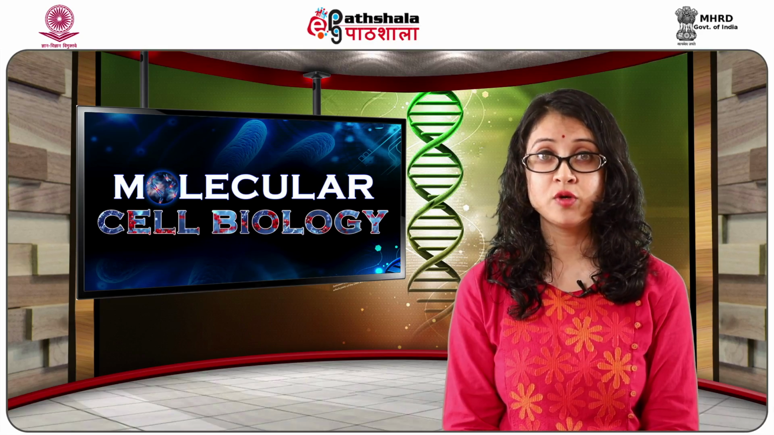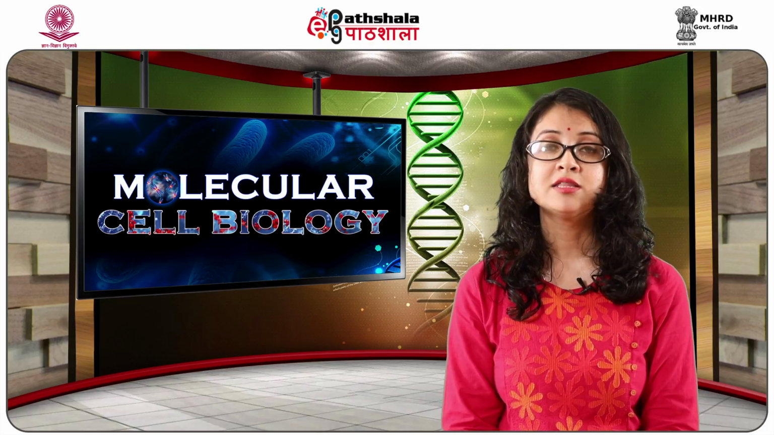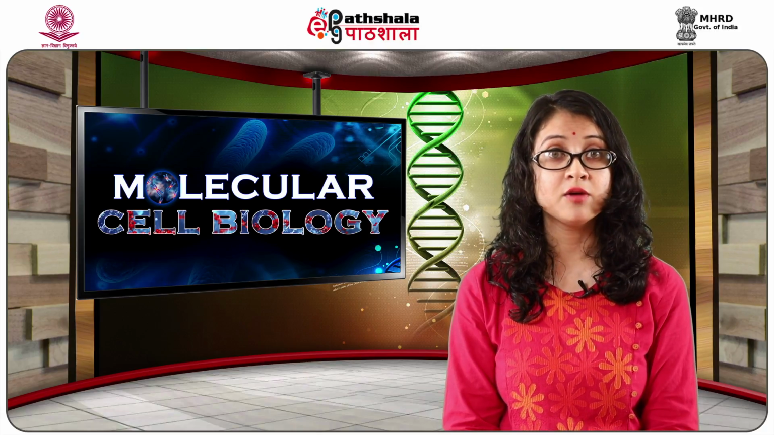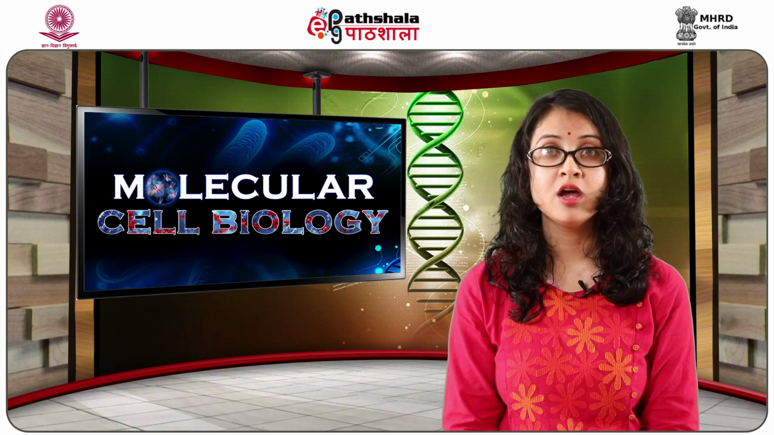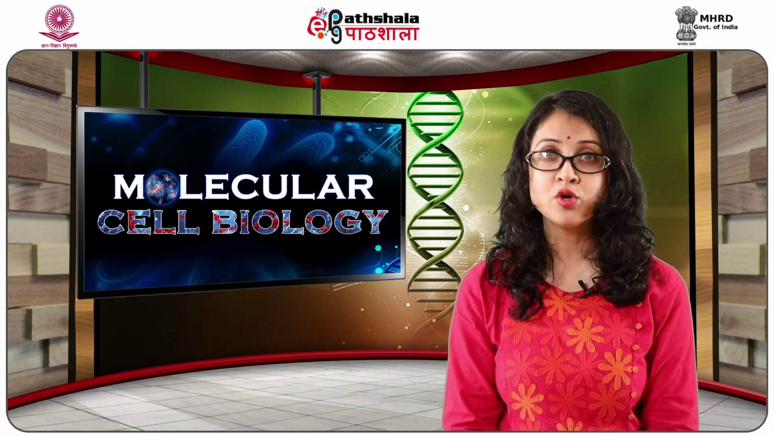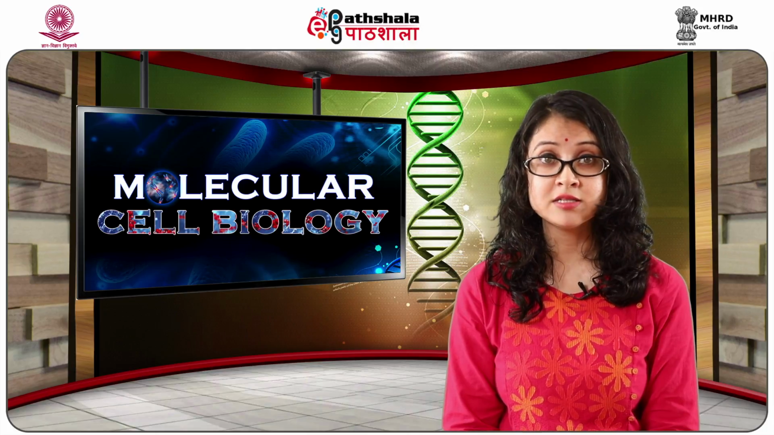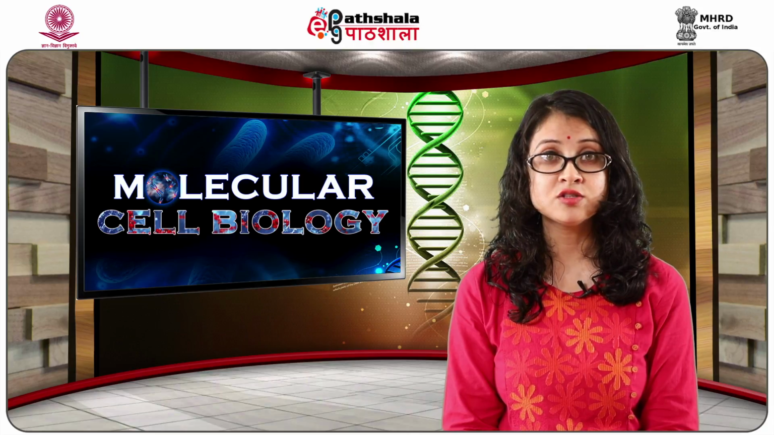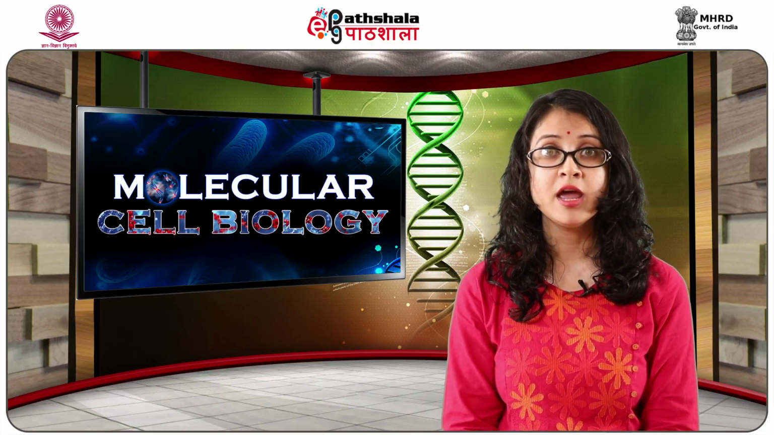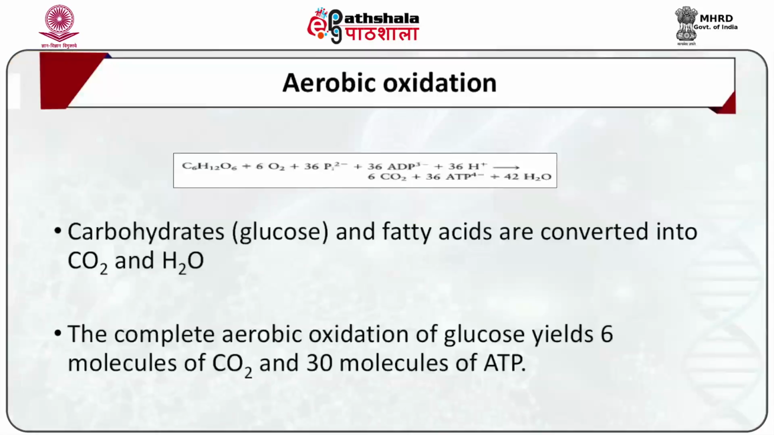Aerobic oxidation of glucose and fatty acids. This mechanism involves the combustion of energy sources such as carbohydrates, sugars and hydrocarbons, that is fatty acids, into carbon dioxide and water with the release of a large amount of energy in the form of ATP. The complete aerobic oxidation of one molecule of glucose produces 6 molecules of CO2 and 36 molecules of ATP.